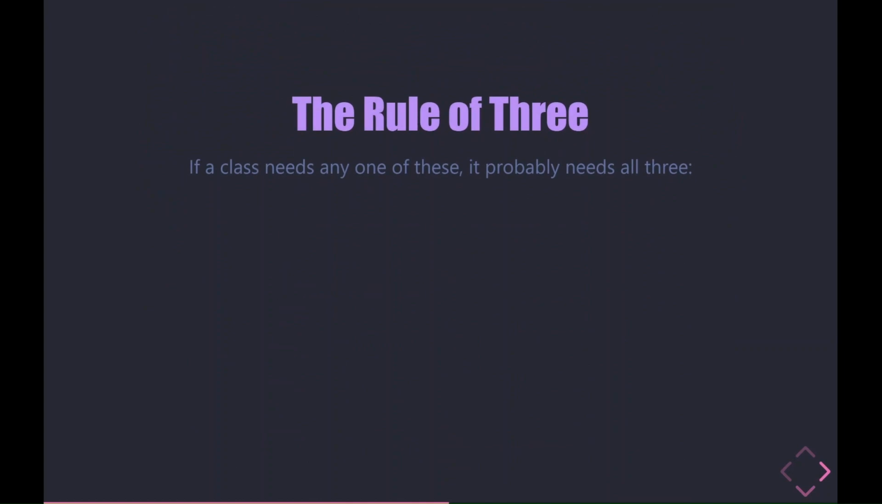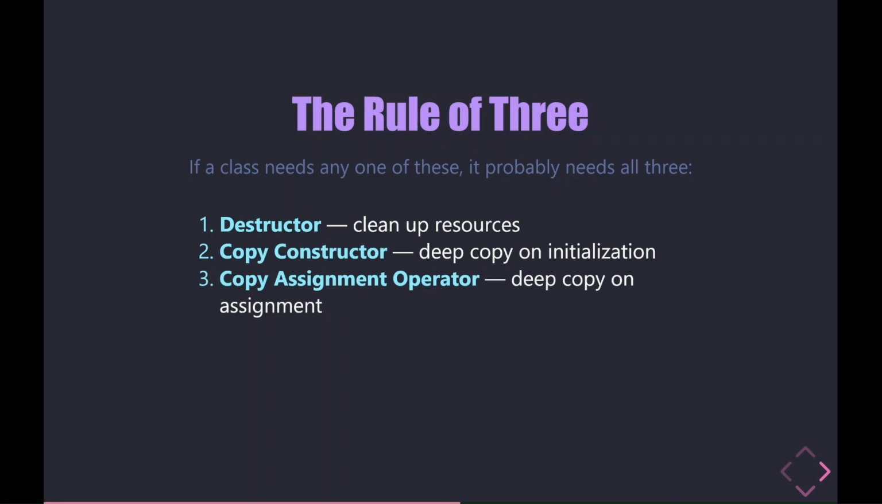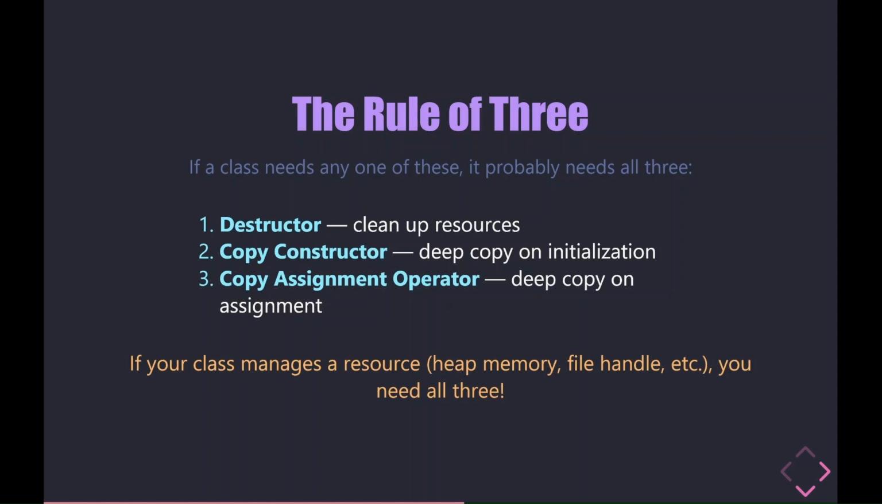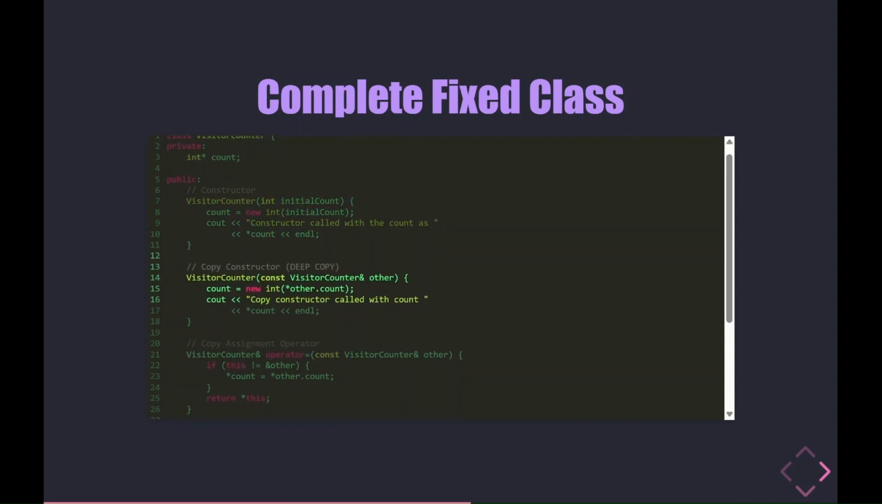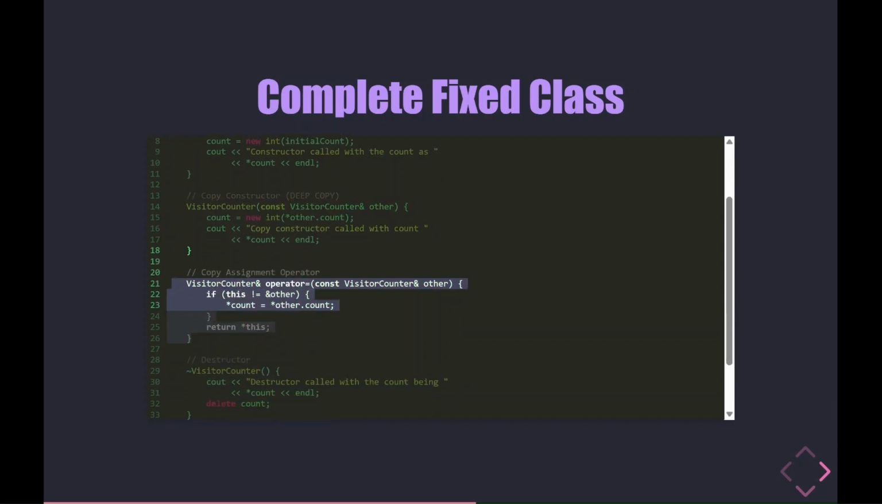So actually, there is a rule called the rule of 3, which is if the class needs any one of these, most of the time you need to implement all of them, which are the destructor, copy constructor, and copy assignment operator. So this is the complete fix: the same constructor, another constructor for the copy constructor, and this is the copy assignment operator.